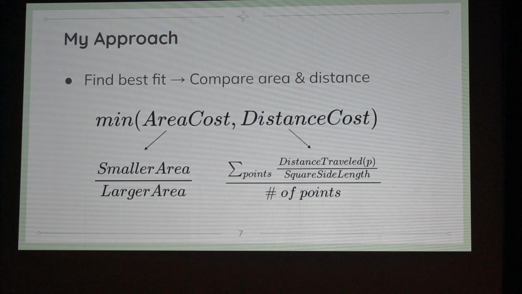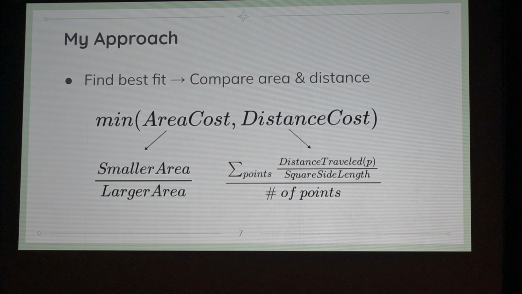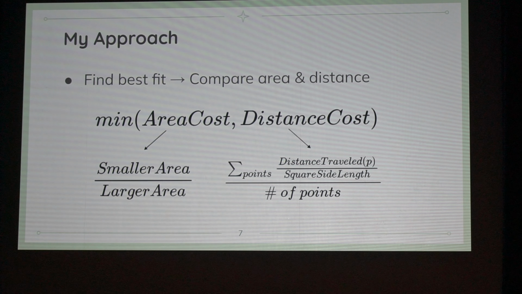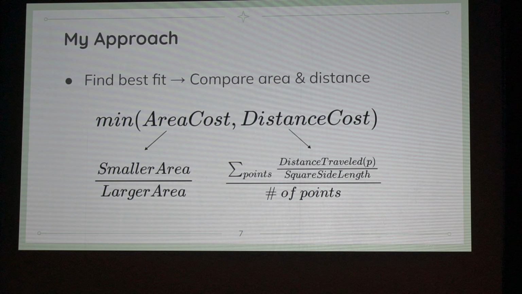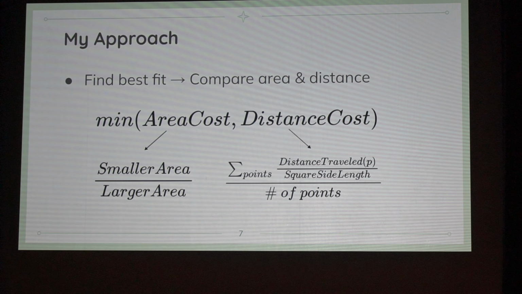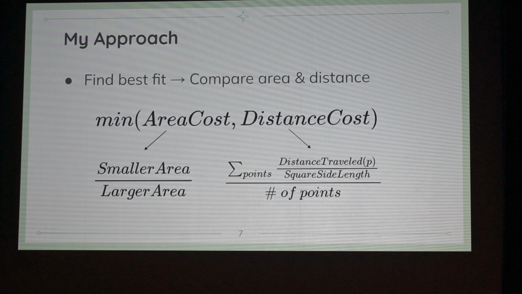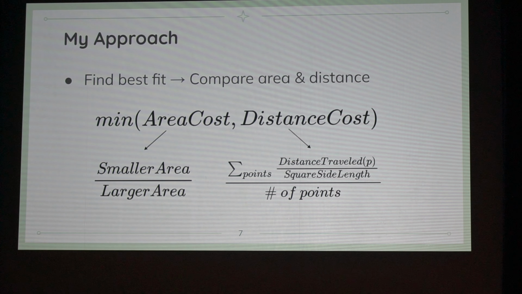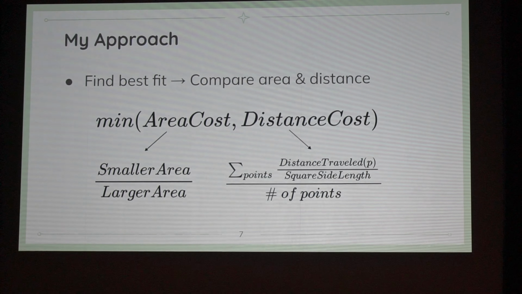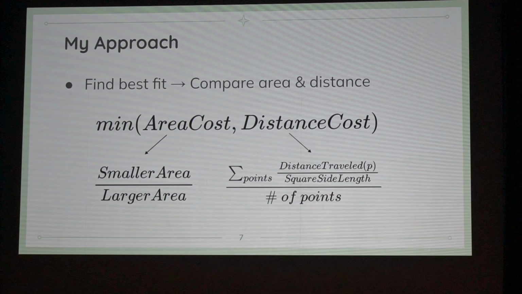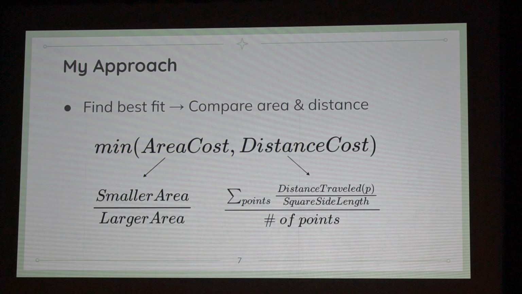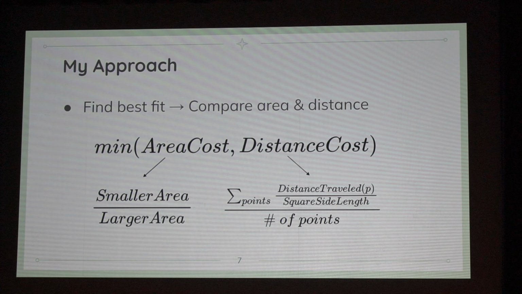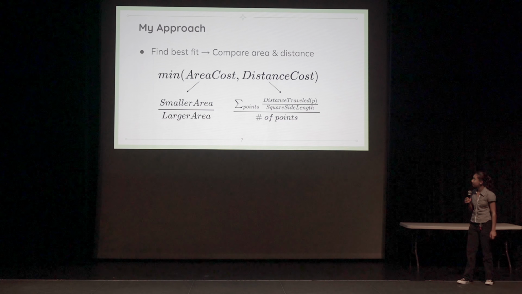In my approach, I decided to combine the area and the distance formulas into one big combined formula. Mine takes something called the area cost and the distance cost. The area cost is the smaller area over the larger area of the polygon and the square. The distance cost is the average distance traveled by each point with respect to the square's side length. That way everything is normalized and it'll be from 0 to 1. It takes the minimum of the two so that it will find the maximum of both of them. Then I created an algorithm to see how this actually works.